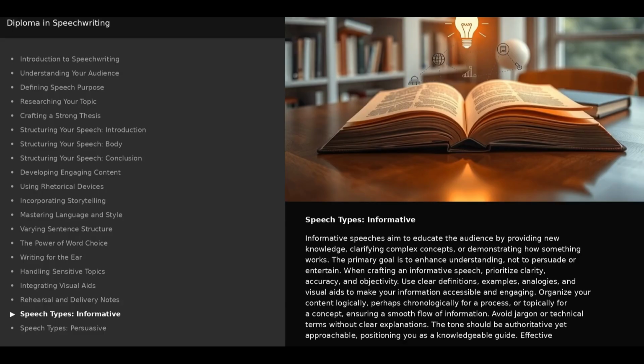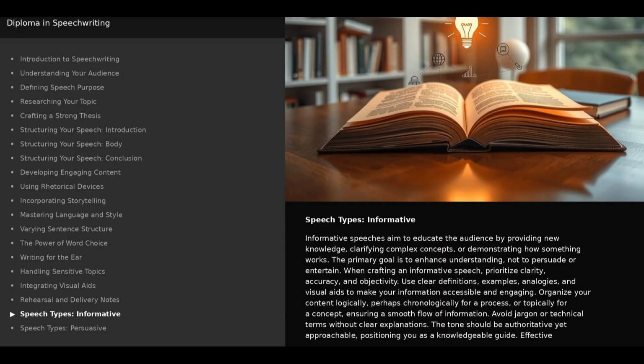Speech types: informative. Informative speeches aim to educate the audience by providing new knowledge, clarifying complex concepts, or demonstrating how something works. The primary goal is to enhance understanding, not to persuade or entertain. When crafting an informative speech, prioritize clarity, accuracy, and objectivity. Use clear definitions, examples, analogies, and visual aids to make your information accessible and engaging. Organize your content logically, perhaps chronologically for a process, or topically for a concept, ensuring a smooth flow of information.